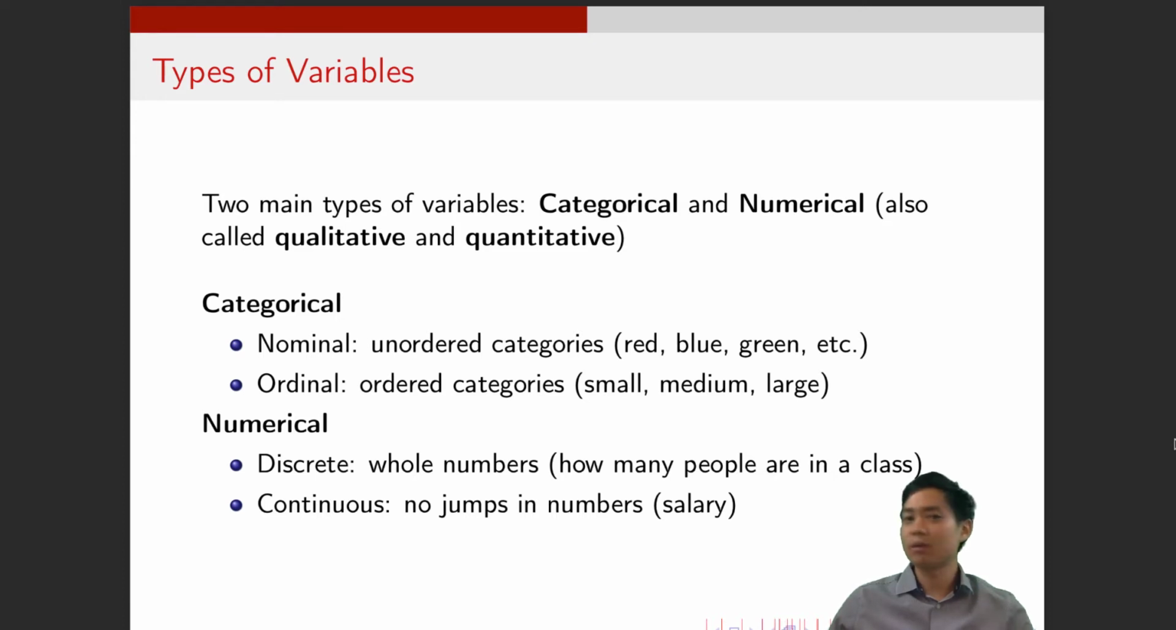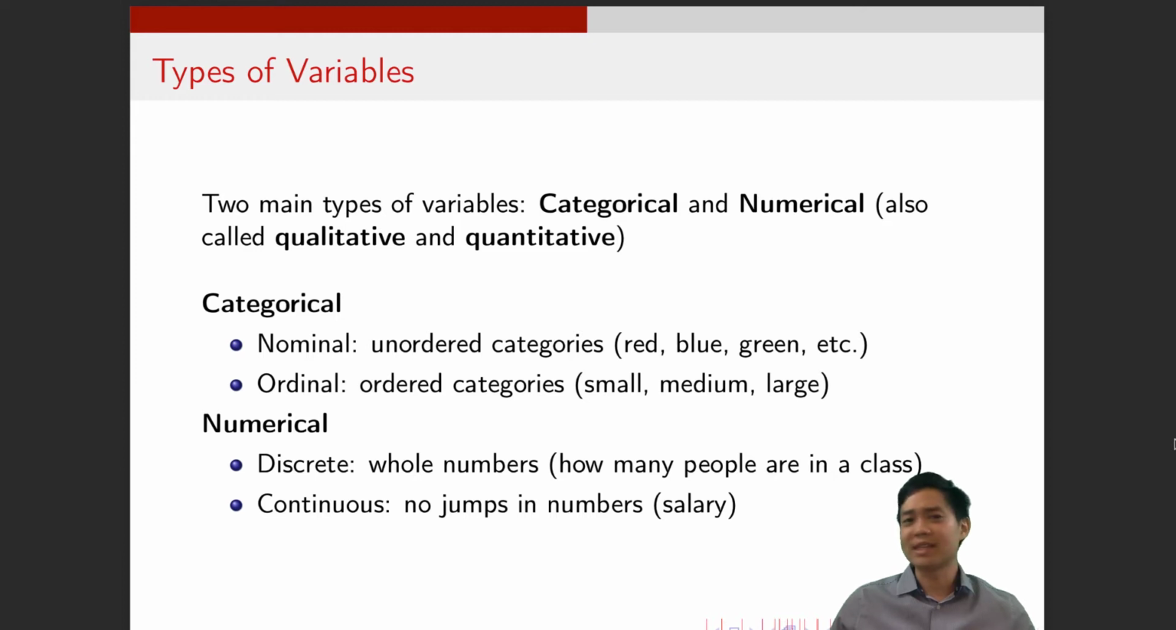This is very important because the type of analysis that we'll do will vary according to the type of variable that you have. So let's talk about these types of variables. There are two main types, categorical and numerical. There are also different names for these: qualitative versus quantitative. Qualitative means categorical, quantitative means numerical. The names differ, but they mean the same thing.